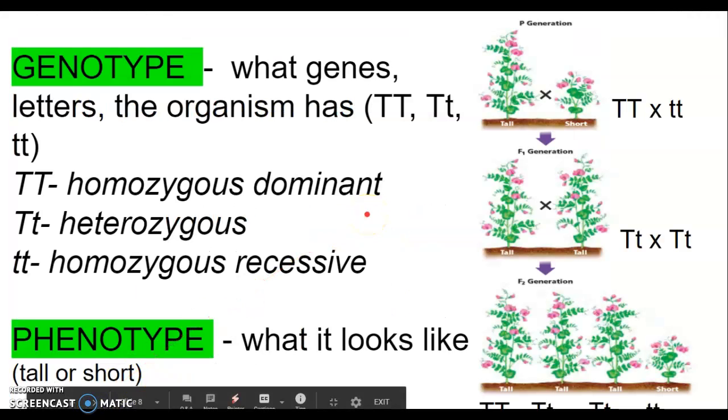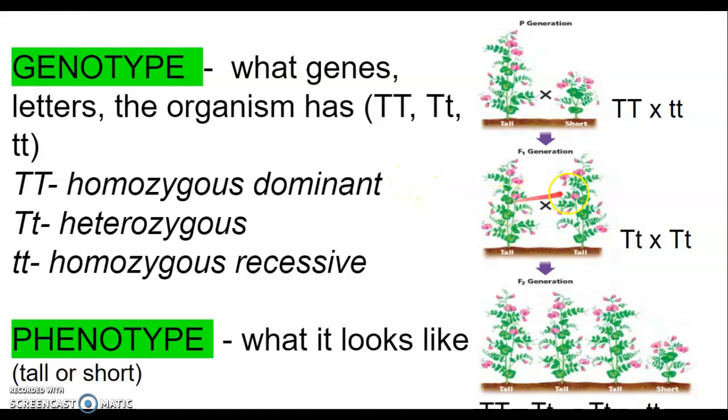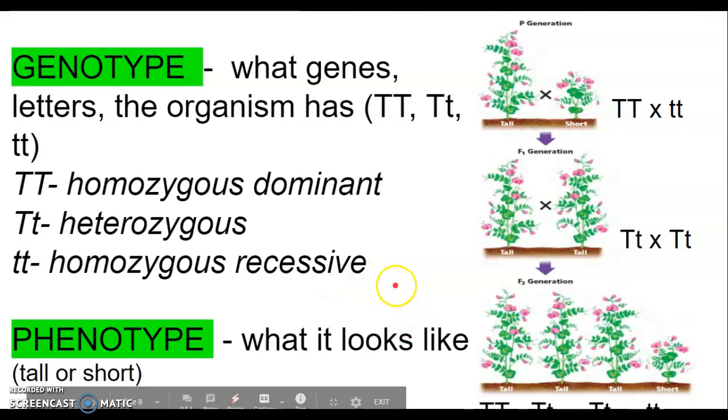So just a reminder that a genotype is what genes or letters the organism has. So we use these capital T, lowercase t. We talk about these terms. This is homozygous. Homo means same. They're both dominant. These alleles are heterozygous, or hybrid. These are homozygous, they're homozygous recessive. And again, the phenotype is what it looks like.